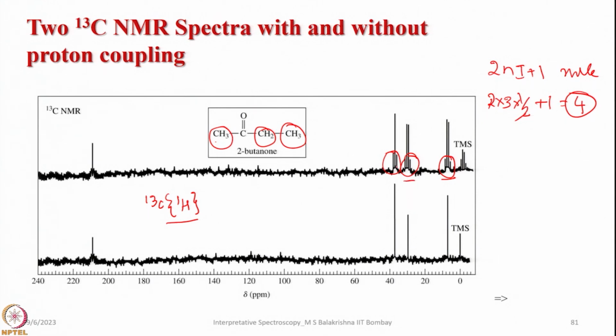And of course, here we have 1, 2, 3, 4 different types of carbon nuclei. As a result, we are seeing 1, 2, 3, 4. So, this is much better, this is the simplified one. If we want further information to see how it is interacting, one can always record a coupled spectrum, whether it is 13C, phosphorus NMR or fluorine NMR. We can always record coupled as well as decoupled ones.